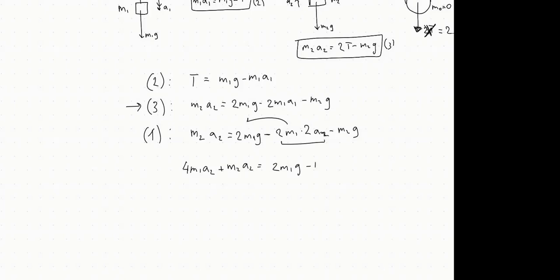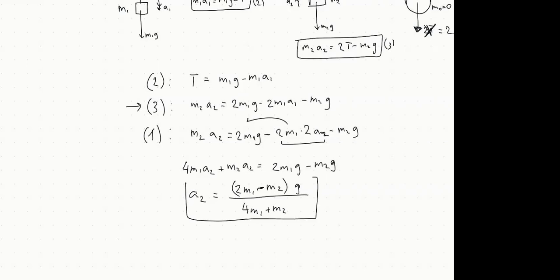2m1g minus m1g, and then acceleration a2 is, that's m2g, (2m1 minus m2) g over (4m1 plus m2). So that's the acceleration of the second mass.